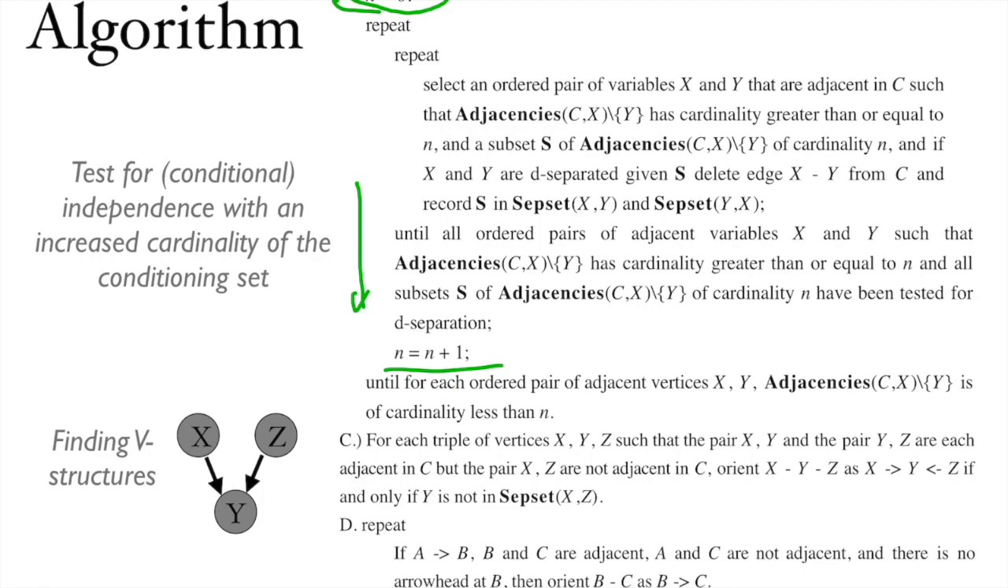Otherwise it's really exponential. But actually, it's not. Depending on the degree and sparsity of the graph, this is usually just polynomial in the number of variables. So where is the catch? Because we know there's no free lunch theorem. Here is the trick: originally, you have to condition on every subset of the remaining variables. That's horrible. Now you just condition on a subset of variables that are adjacent to either X or Y.